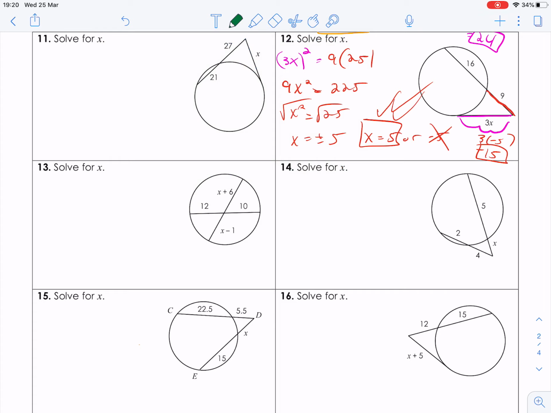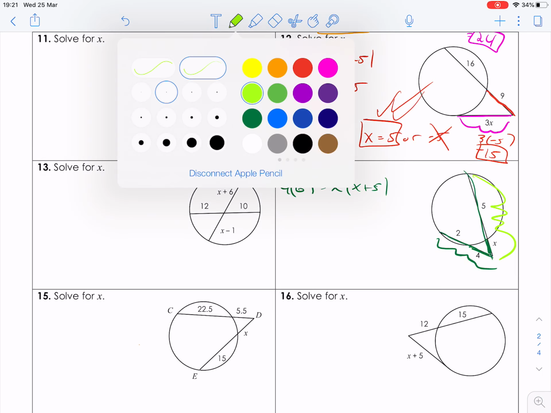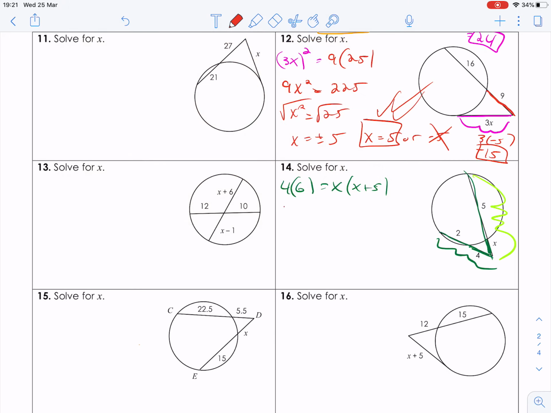All right. So this is going to be a secant and a secant again. Outside the circle. So we're going to get 4 times the whole thing, 6, equals outside x times the whole thing, x plus 5. The whole thing is x plus 5. So this is going to be why we did the algebra part. So we get 24 equals x squared plus 5x. So now we have an x squared and a 5x. So we can't just solve. We're going to have to set it equal to 0 to be able to do this.